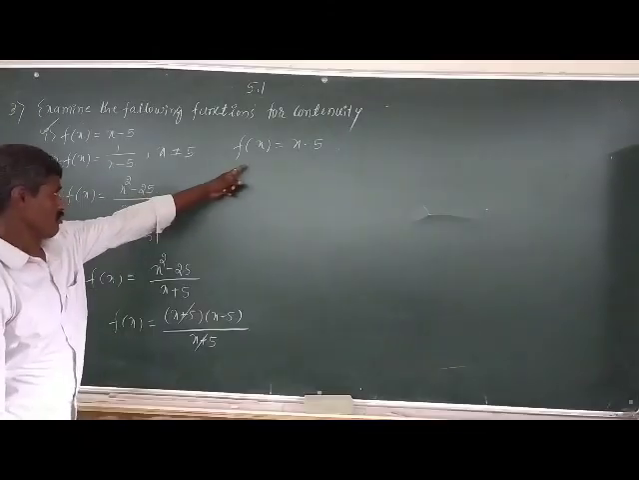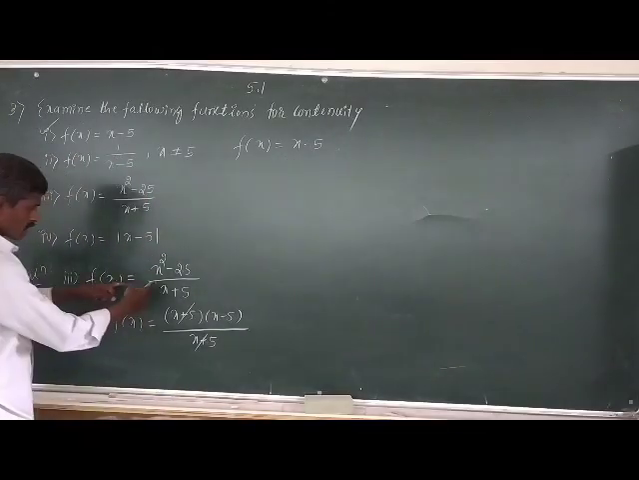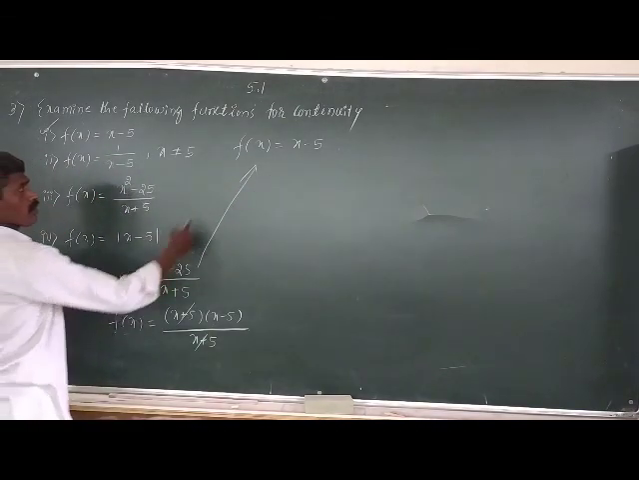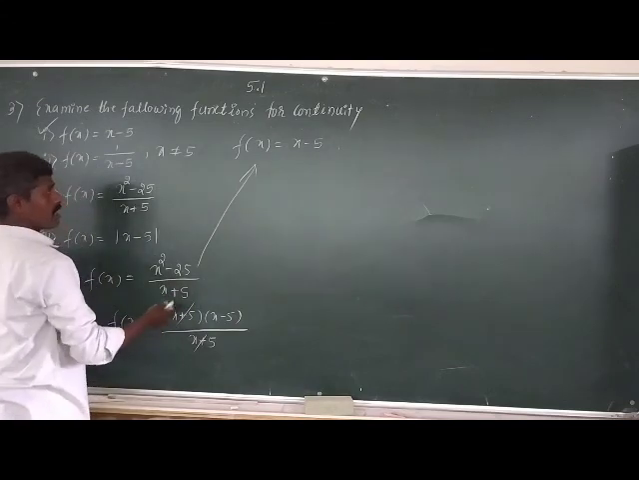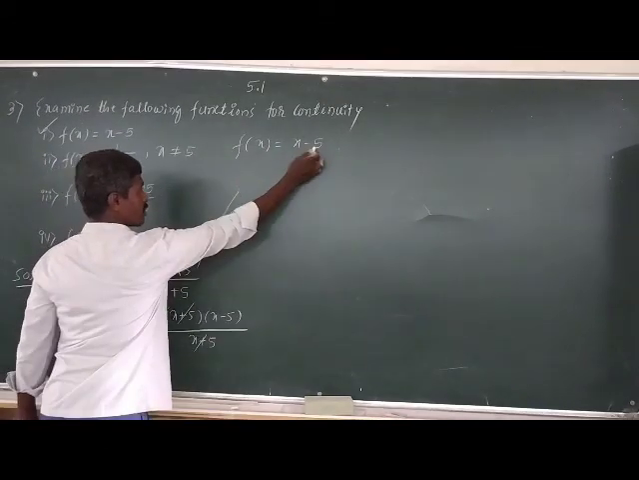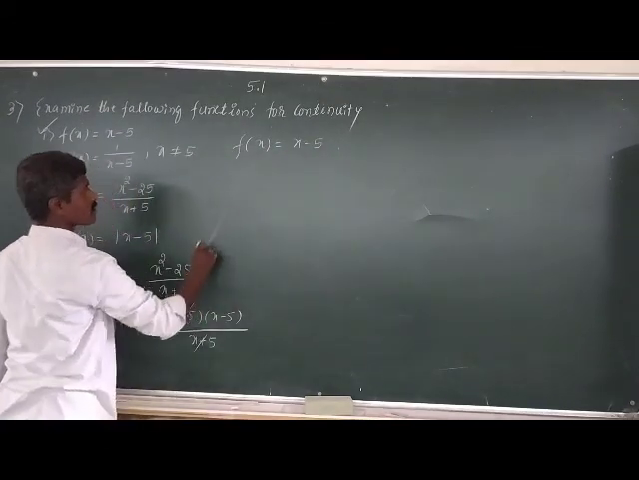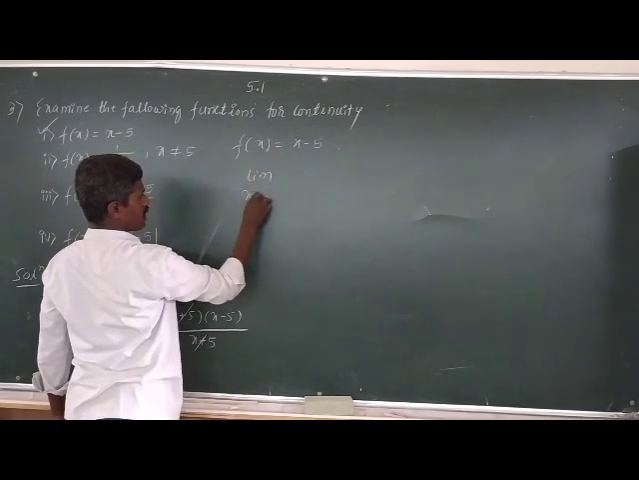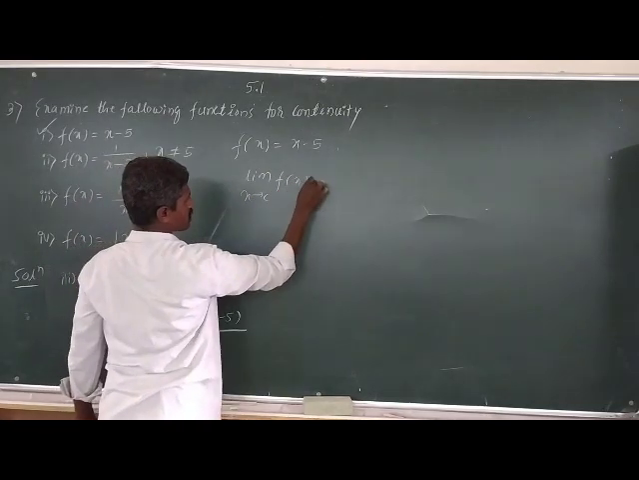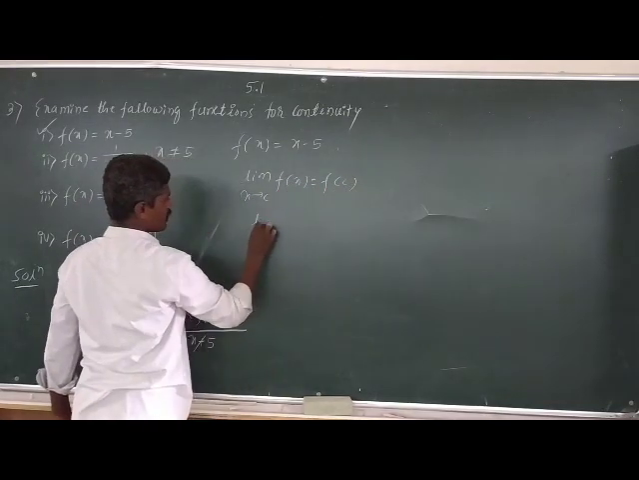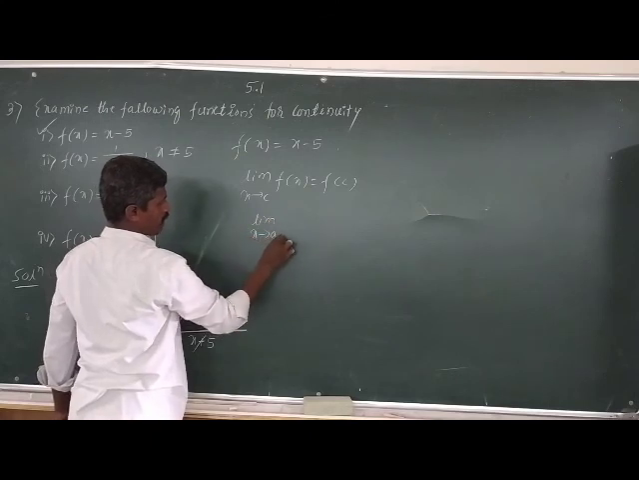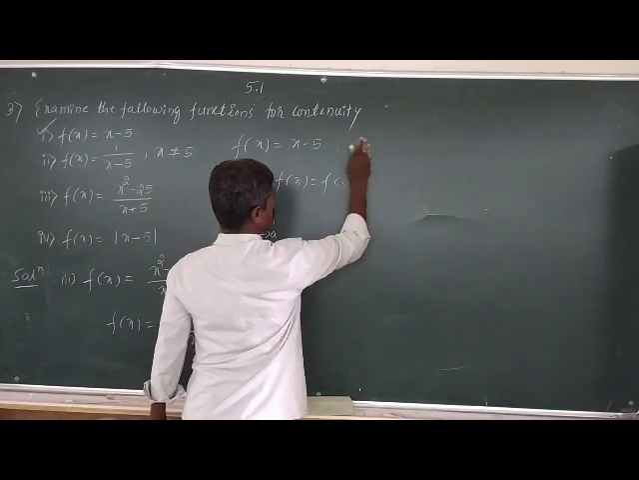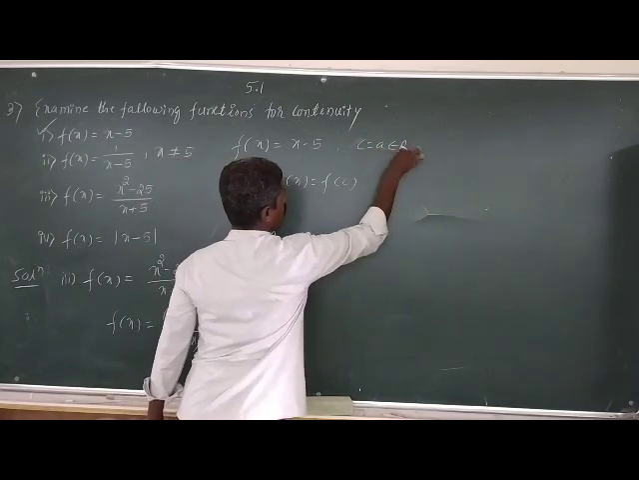Again, we have to check the continuity of this function. So the function is converted to this form. In this form, we converted the function into a linear function. This is a linear function. Okay. So now for the continuity, we have to check that the limit as x tends to c, f of x equals f of c. Here c is equal to a, which belongs to R again.